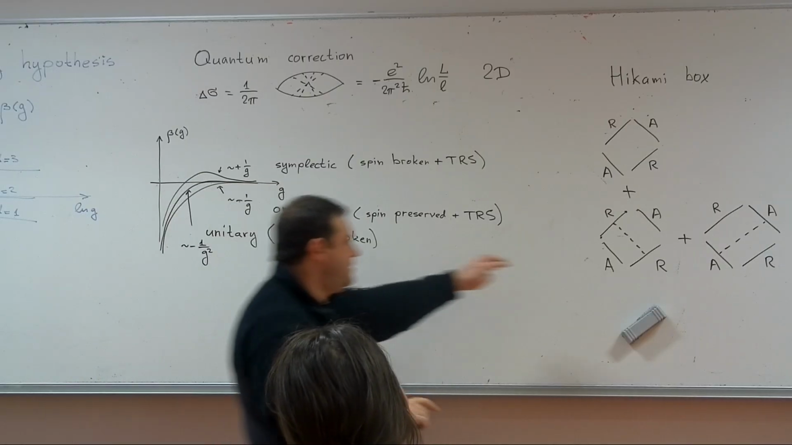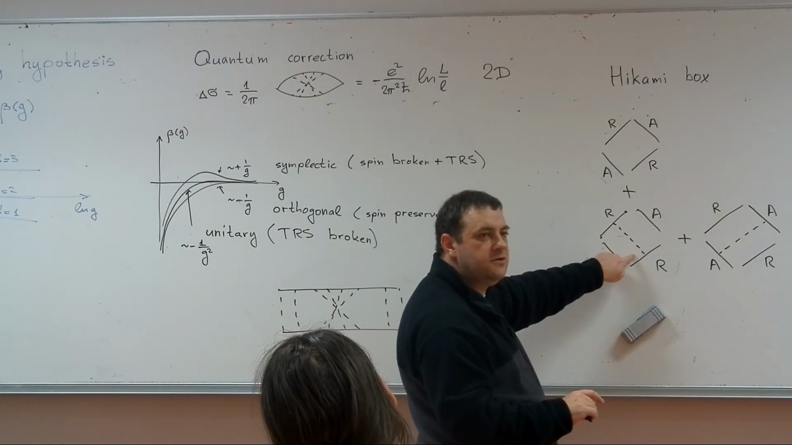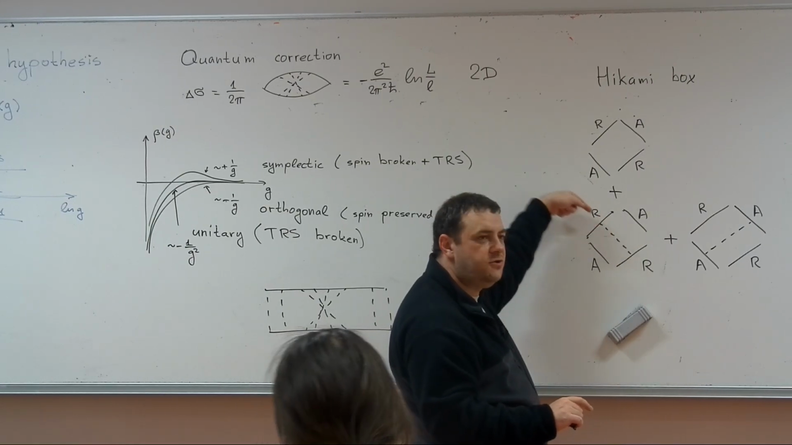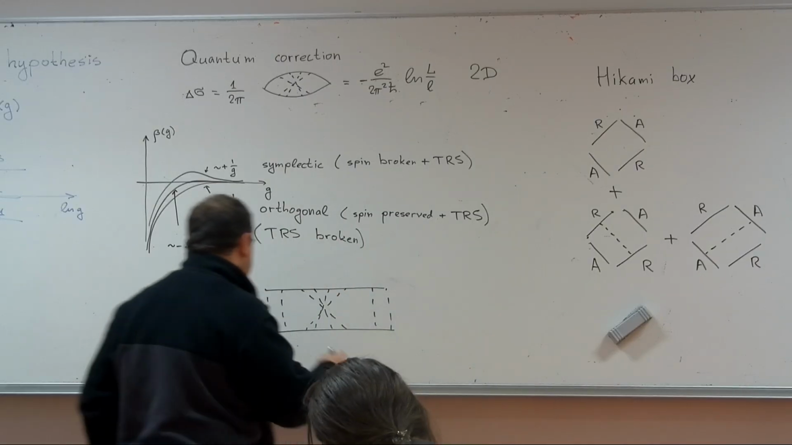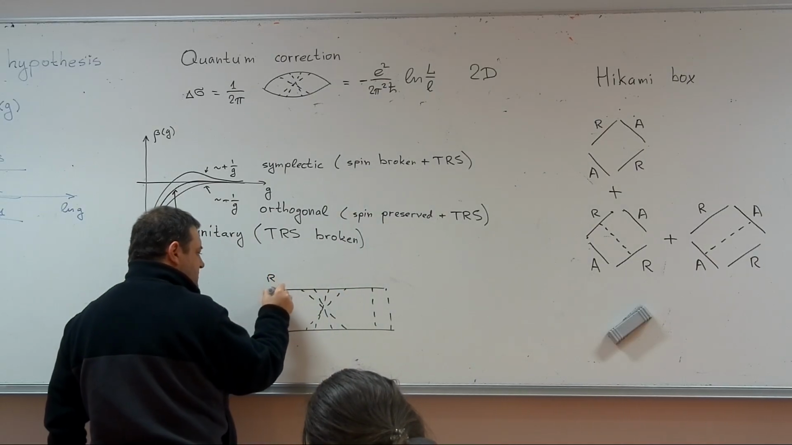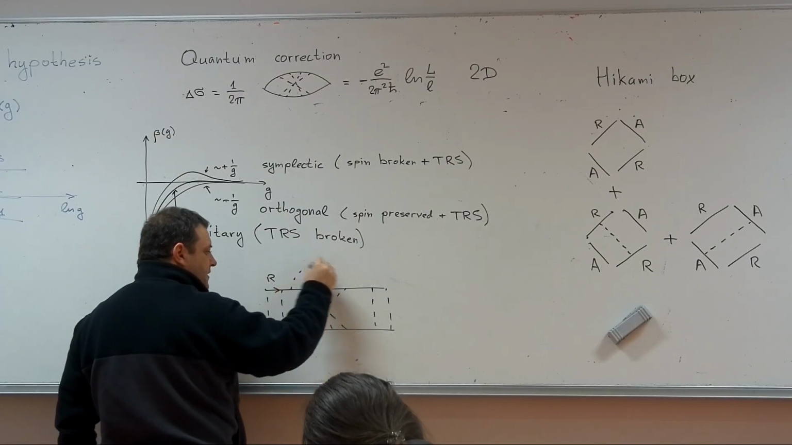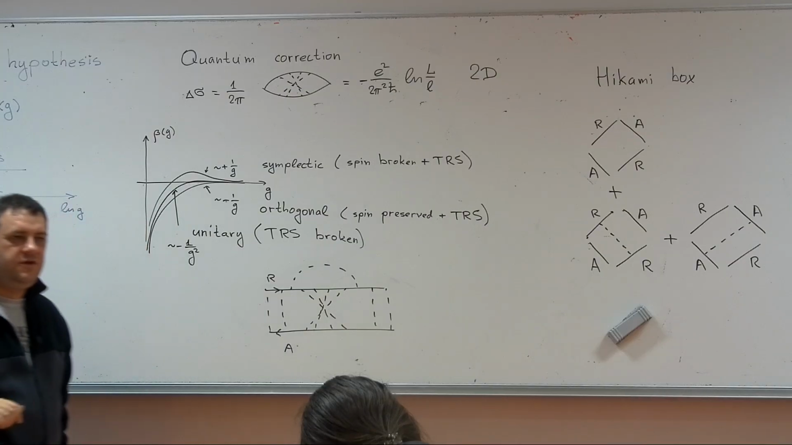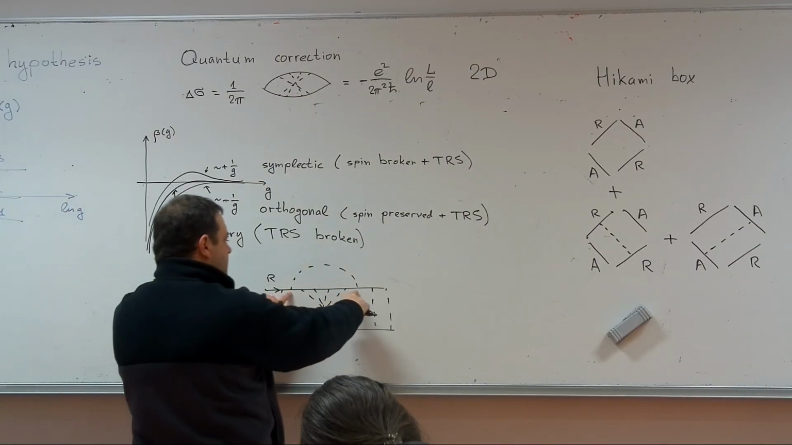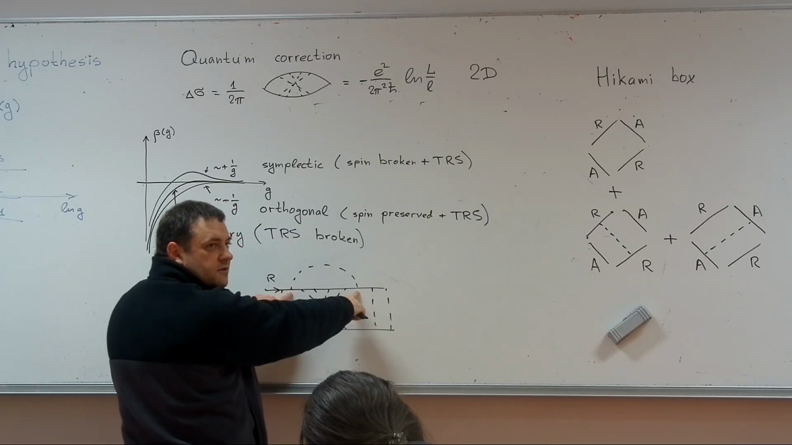Now, if you take your Hikami box and you cross, and you insert this line between two retarded functions, remember this line is retarded, this one below is advanced, it's like adding another dashed line over here, which connects two retarded functions in gamma.